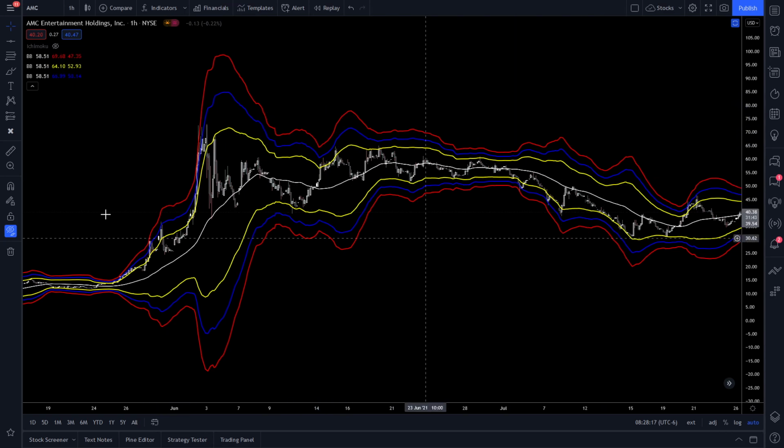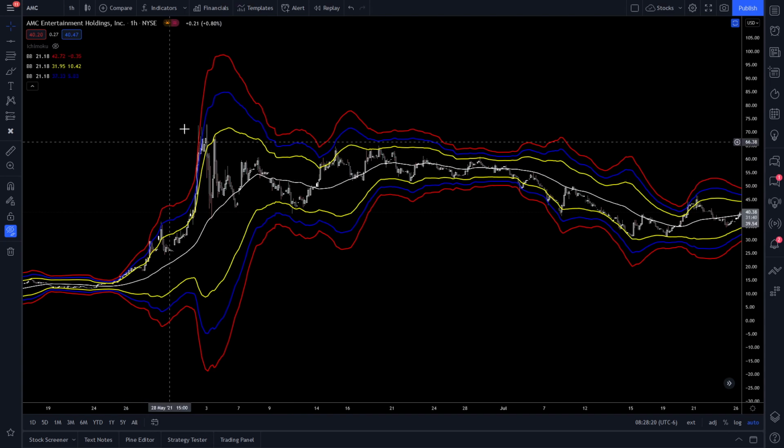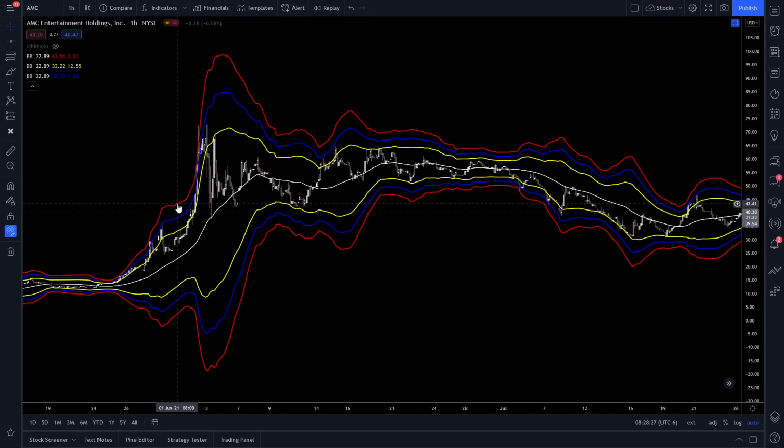Anyway, so hopefully that gives y'all something to think about. If you want to play with this, they're just Bollinger Bands. I just colored them different. You have a 2 deviation with a 50 period, 3 deviation, and a 4th deviation.